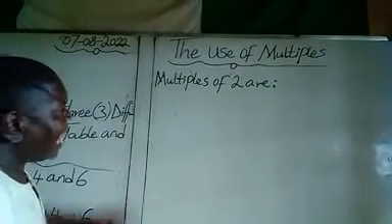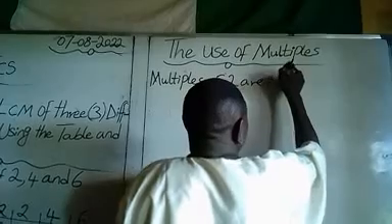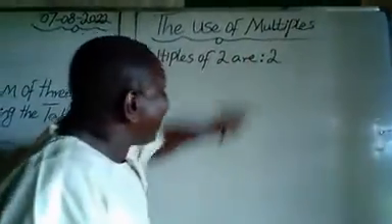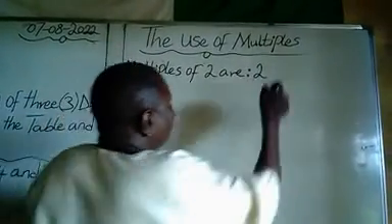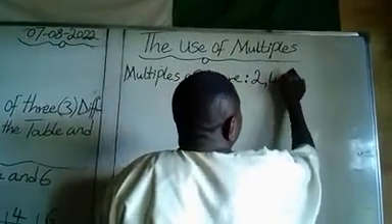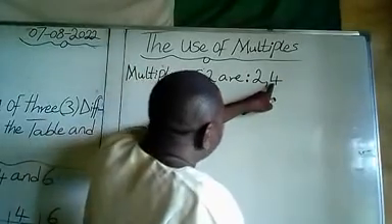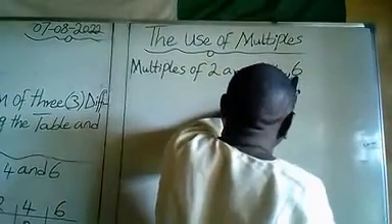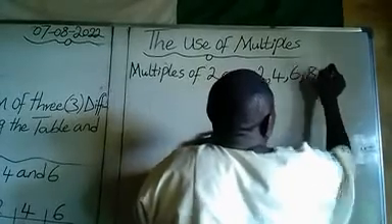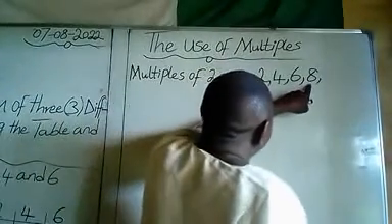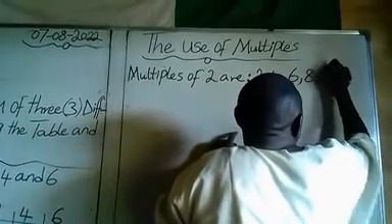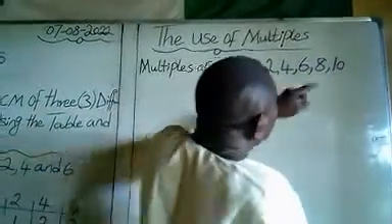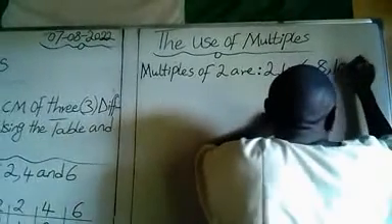Multiples of 2 are: I have to write down 2 in the first place. 2, when I add 2 to this 2, the answer is 4. When I add 2 to this 4, the answer is 6. When I add 2 to this 6, the answer is 8. When I add 2 to this 8, the answer is 10. When I add 2 to this 10, the answer is 12.